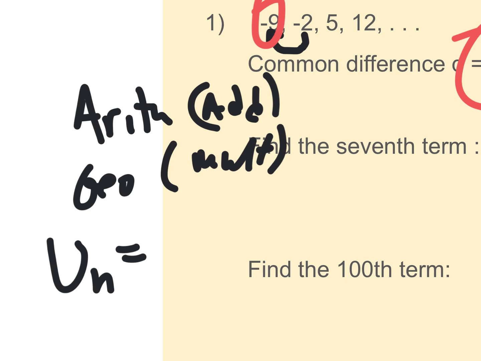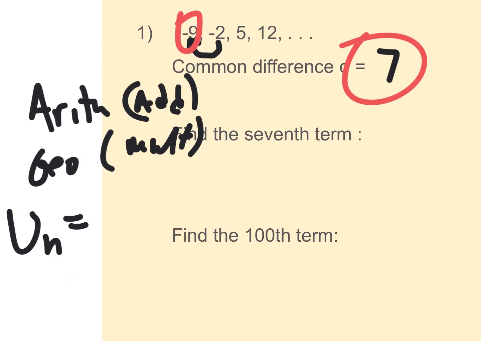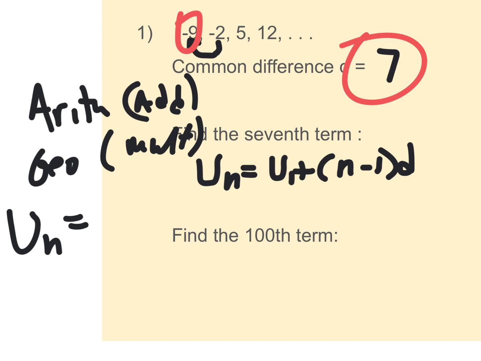Now, if you look on the little formula sheet I just gave you, it says u sub n. And then that's the top row of the little formulas, it says there's arithmetic or there's geometric. Everybody find the one that says arithmetic, because that's what we're doing here. The common difference is 7. And this is what it says. un equals u1 plus n minus 1 times d.